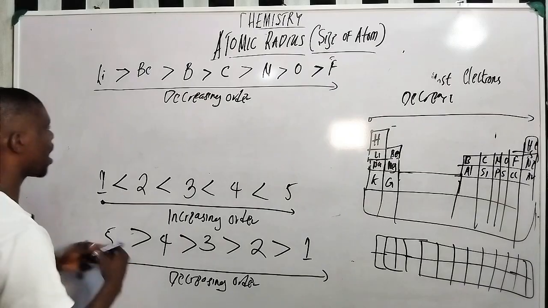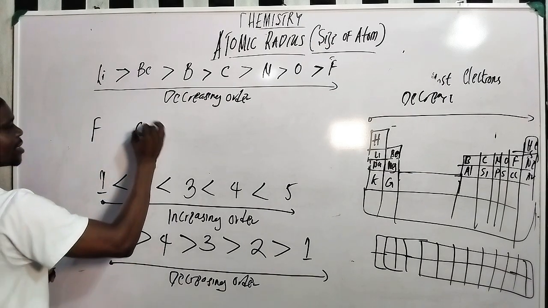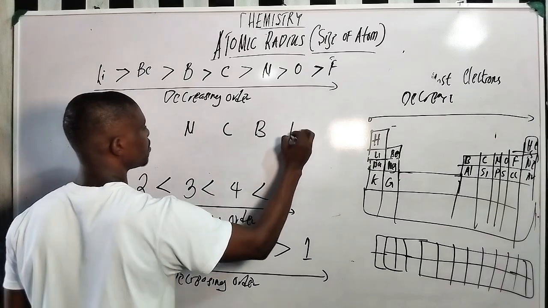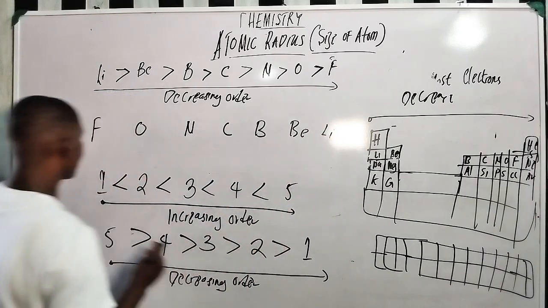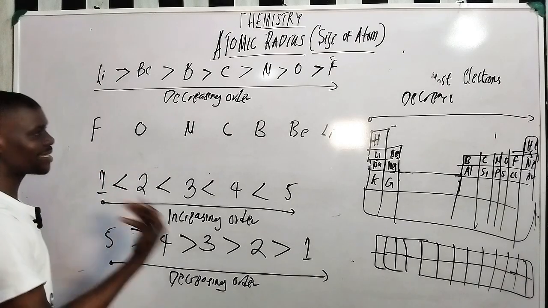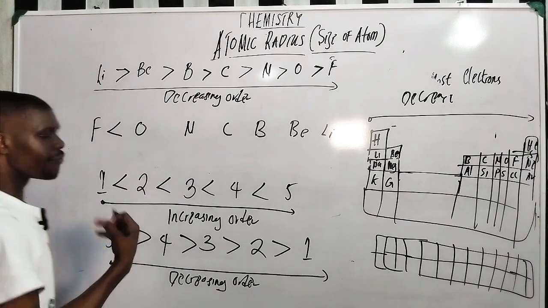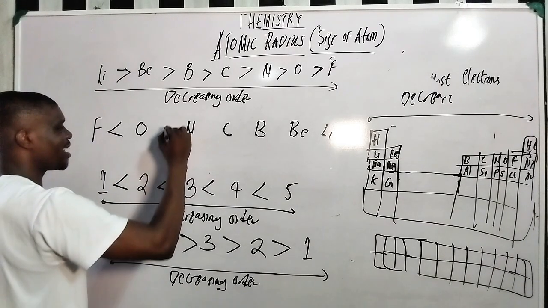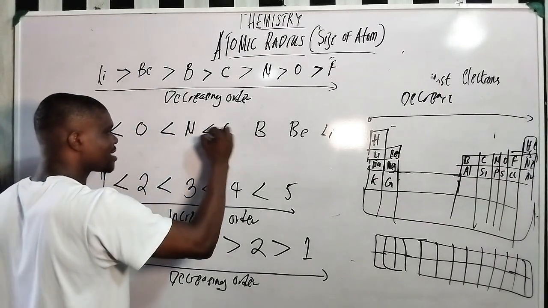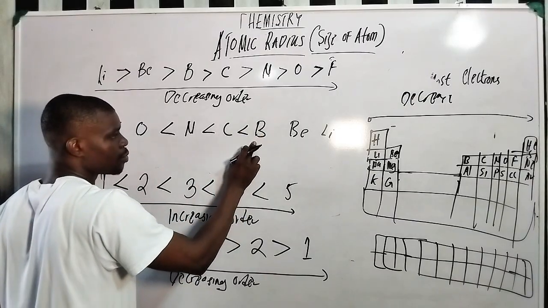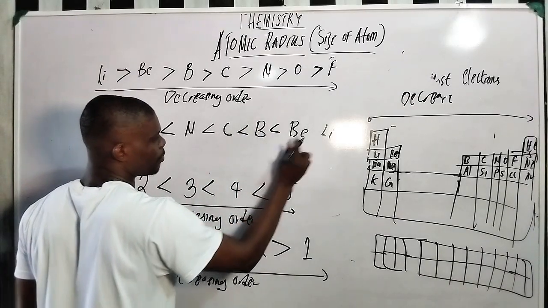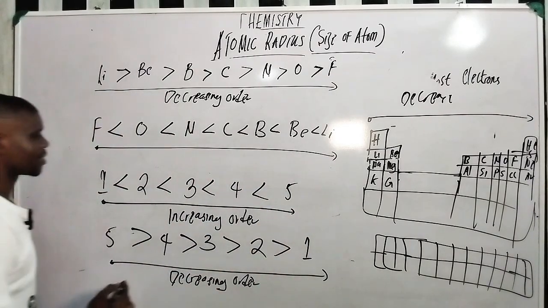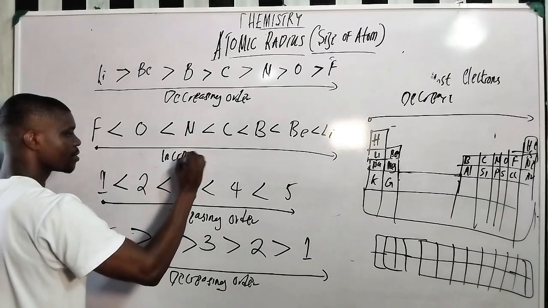If you reverse it, you have fluorine, oxygen, nitrogen, carbon, boron, beryllium, and lithium. Fluorine is the smaller size, so it's less than. Fluorine is less than oxygen, oxygen is less than nitrogen, nitrogen is less than carbon, carbon is less than boron, boron is less than beryllium, beryllium is less than lithium. So what order is this? It's increasing order.